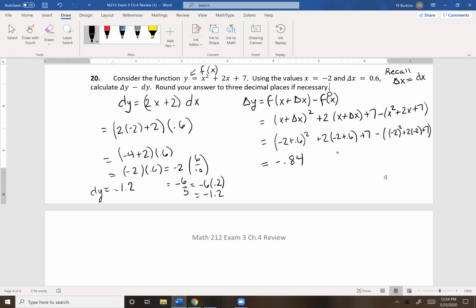So then it says in the problem, calculate delta y minus dy. So delta y minus dy, -0.84 minus -1.2. So 1.2 minus 0.84 is 0.36. And the answer has it as 360.